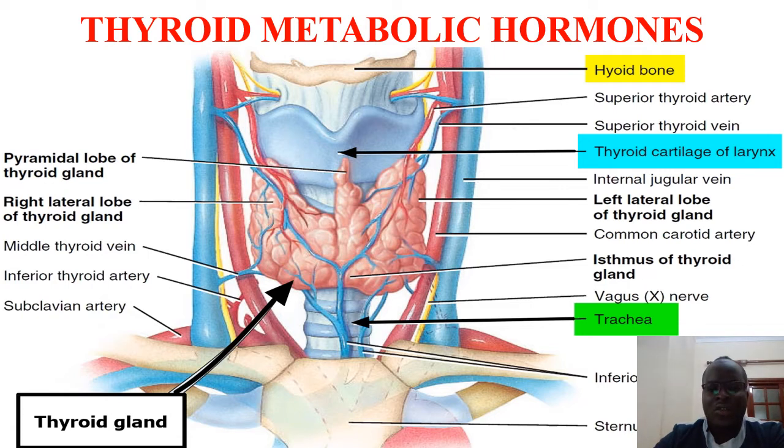We have the branches of the common carotid artery supplying the thyroid gland, the superior and the inferior thyroid arteries. Then we also have the superior and inferior thyroid veins that are connecting to the jugular vein. You can see the jugular vein there. These veins are draining the thyroid gland, and then they will be transporting the hormones to the target cells. But the blood is brought in by the arteries, which are mainly the branches of the common carotid artery.